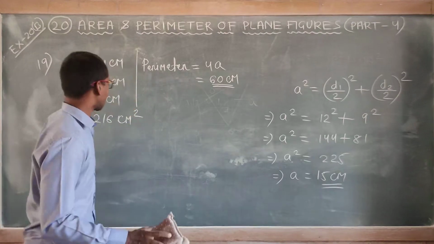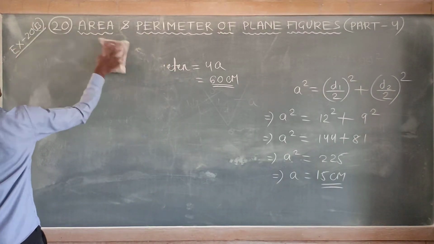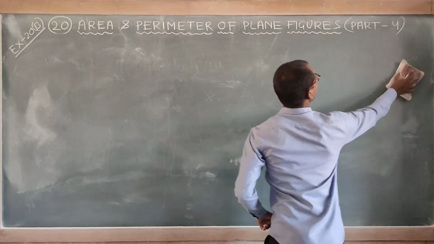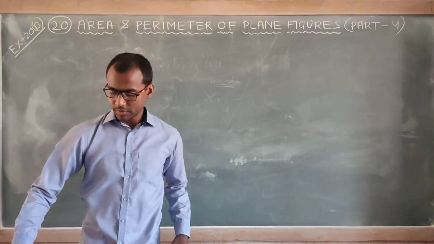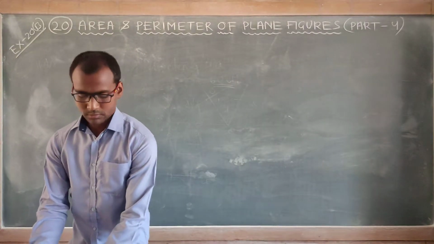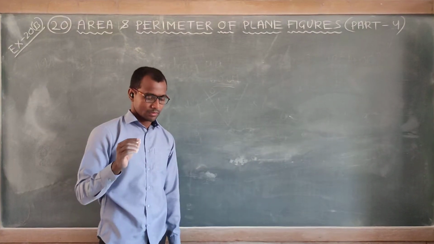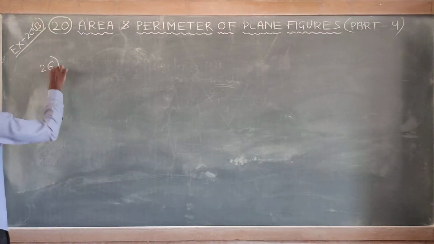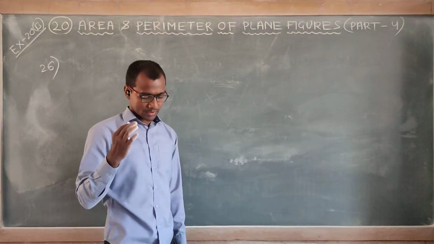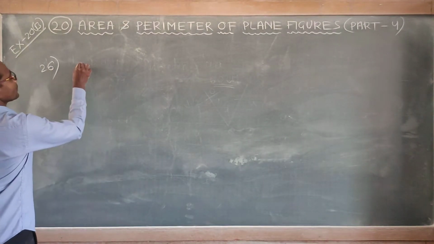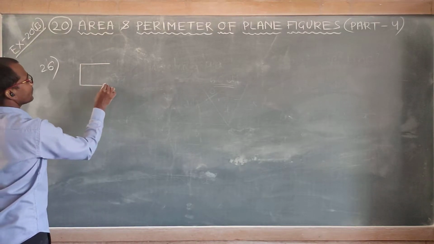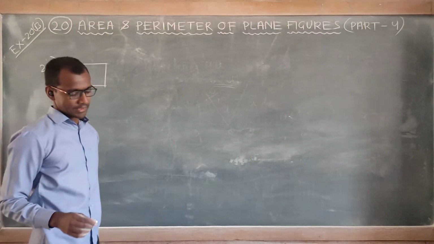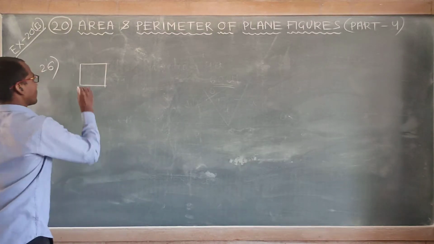Move to question number 26. A wire when bent in the form of a square. What diagram I am making? This is a square and its area is 484 square meter.